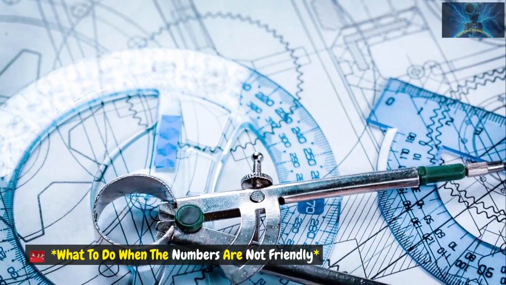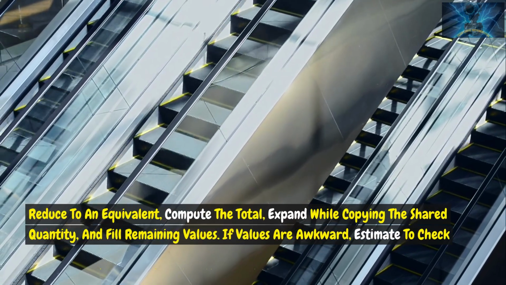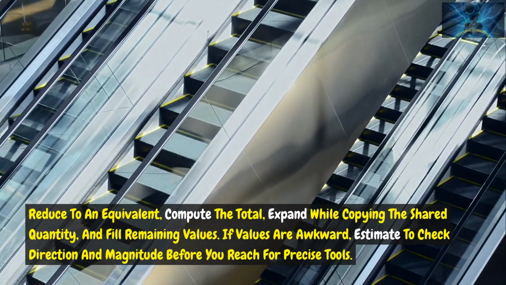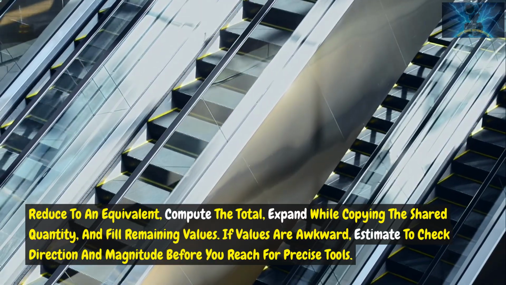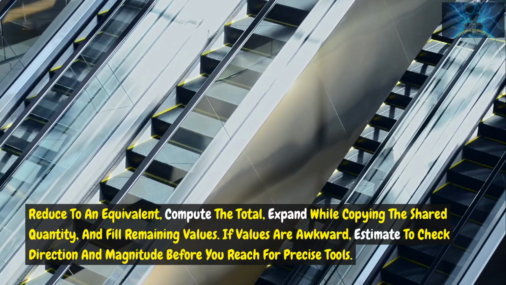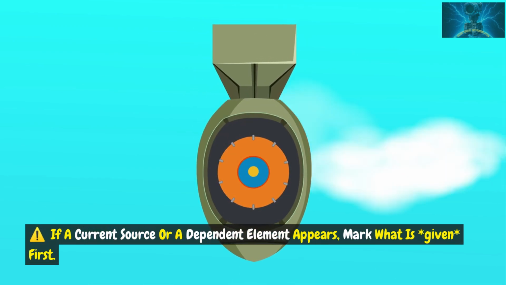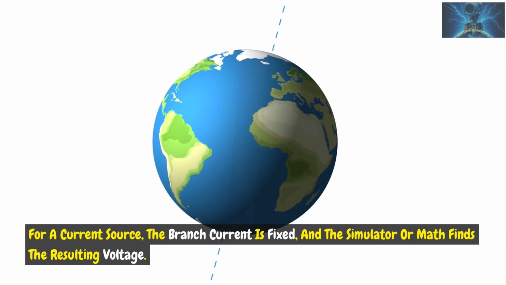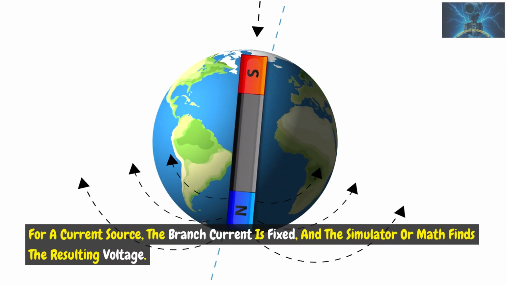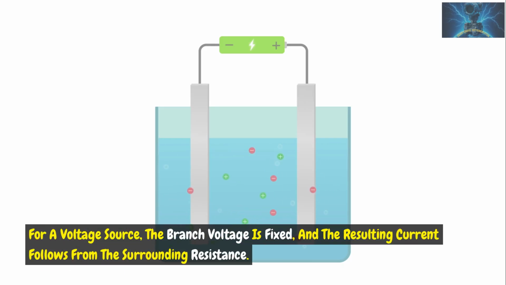What to do when the numbers are not friendly? Keep the same flow. Reduce to an equivalent, compute the total, expand while copying the shared quantity, and fill remaining values. If values are awkward, estimate to check direction and magnitude before you reach for precise tools. If a current source or a dependent element appears, mark what is given first. For a current source, the branch current is fixed, and the simulator or math finds the resulting voltage. For a voltage source, the branch voltage is fixed, and the resulting current follows from the surrounding resistance.